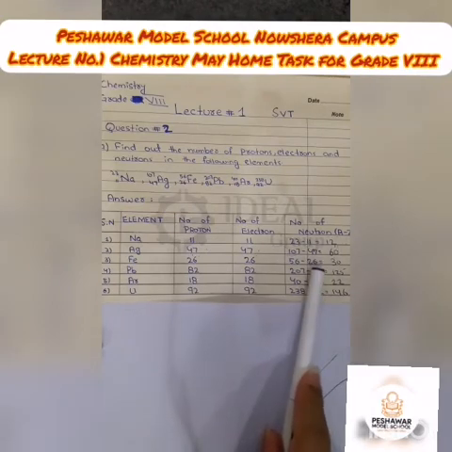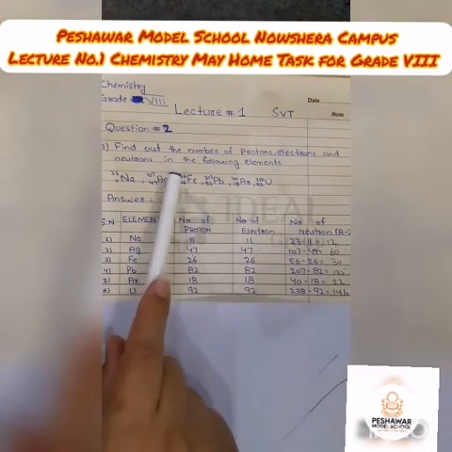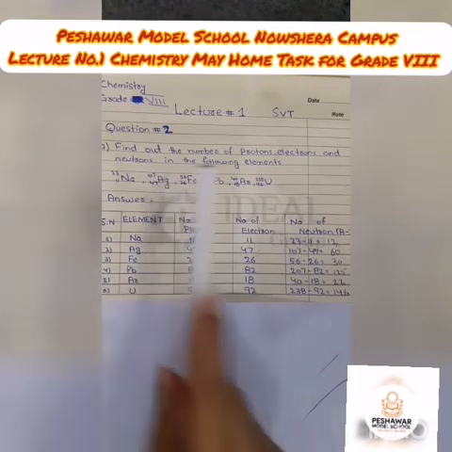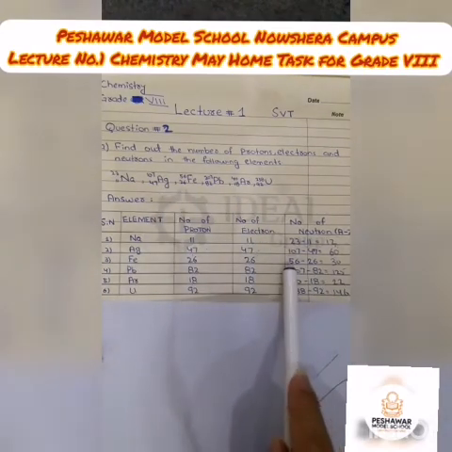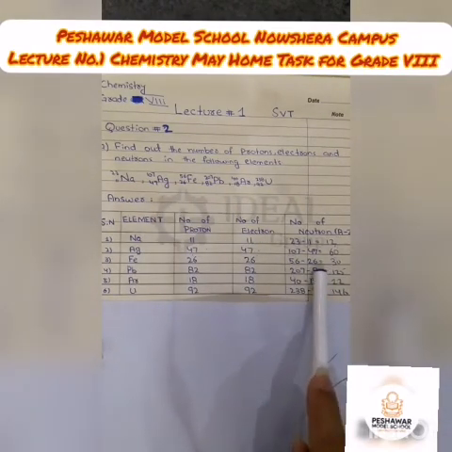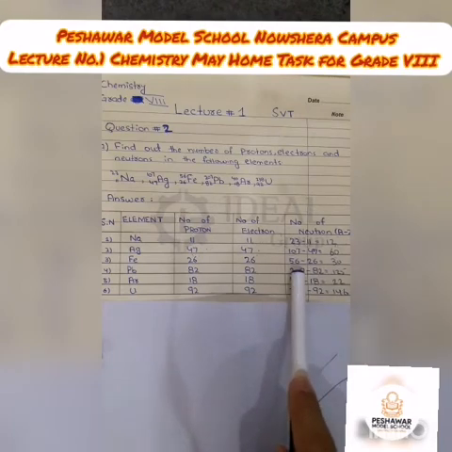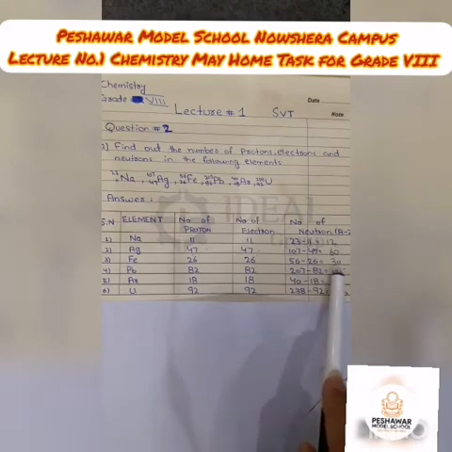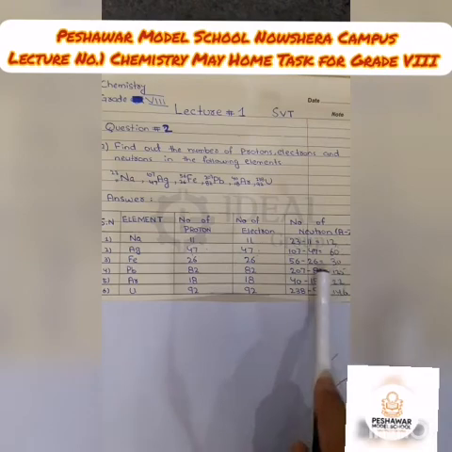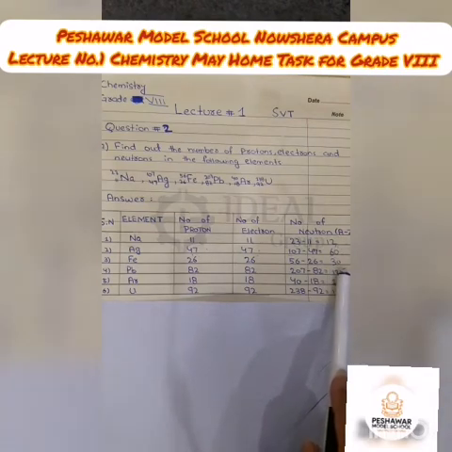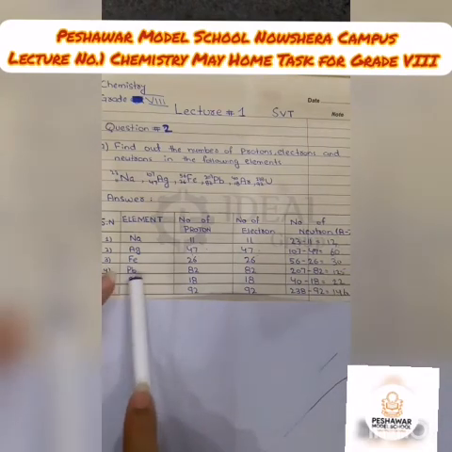How do we find out the number of neutrons? Simply by subtracting the atomic number from the atomic mass. Atomic mass is 56 and atomic number is 26. When we subtract 26 from 56, we find the number 30. It means that we have 30 neutron in iron.